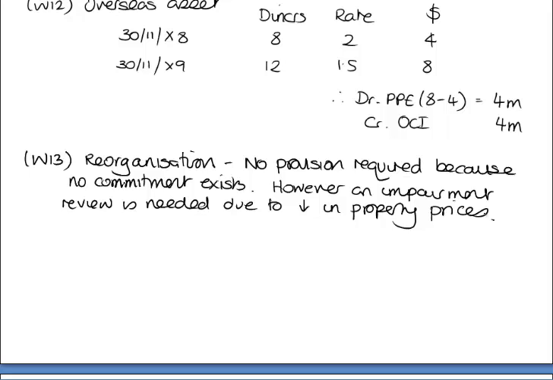It says the directors have calculated the value in use as being 870 million if the reorganisation takes place. Well, we're not committed to the reorganisation, so we're going to ignore that 870 million and use 830 if the reorganisation does not take place.